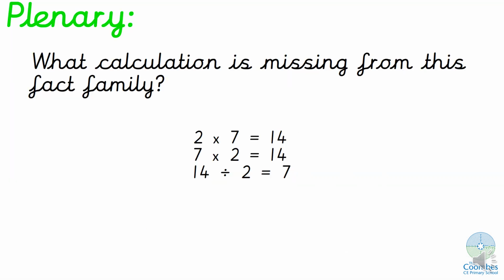Okay, our plenary for today. What calculation is missing from this fact family? So somebody's have a go with 2, 7 and 14. So we've got 2 groups of 7 equals 14, 7 groups of 2 equals 14, and 14 divided by 2 equals 7. What is the last sum that's missing? Have a think, pause the video, and see what you think it is.